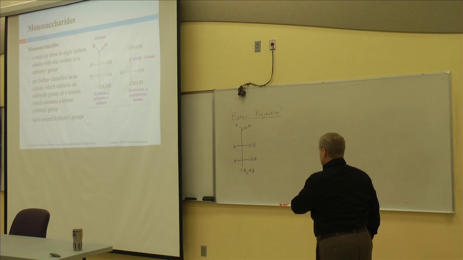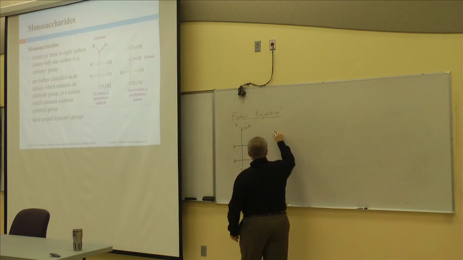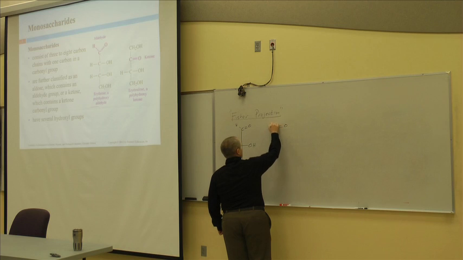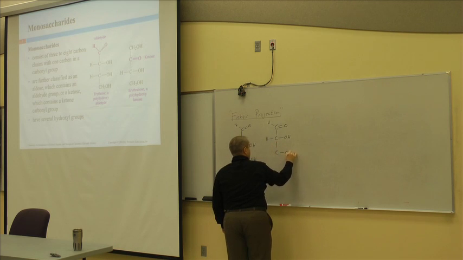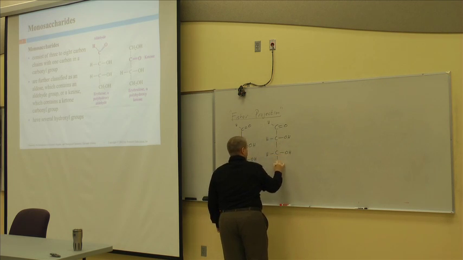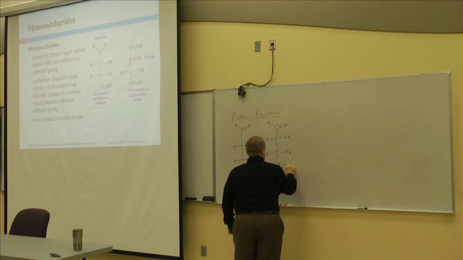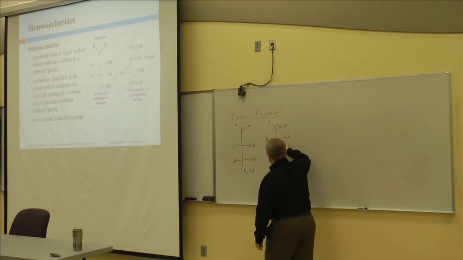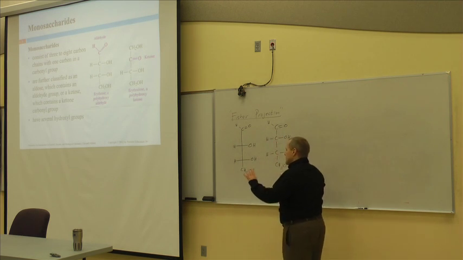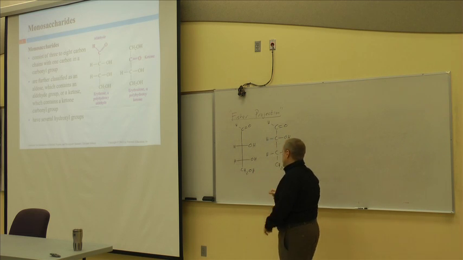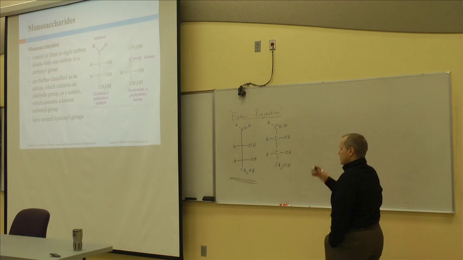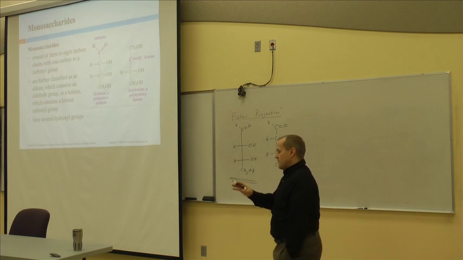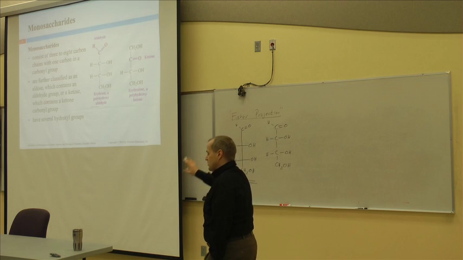Now what that literally means is that you have that structure right there. So this and that are both technically Fisher projections, but this one is the most common way of expressing them. That's one simple way to look at a sugar structure.